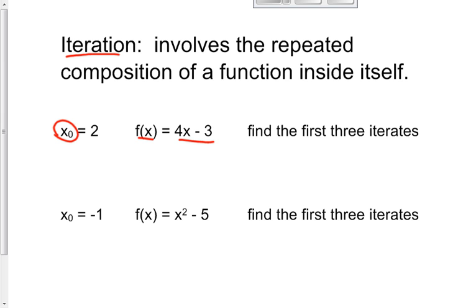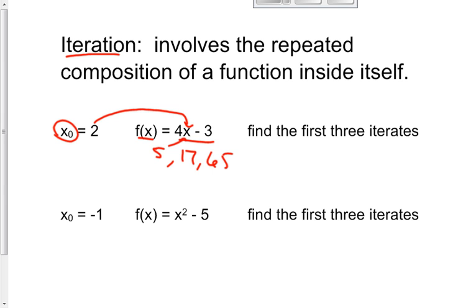So we're going to take the first number 2. We're going to plug a 2 right here. 4 times 2, 8. 8 minus 3, 5. That's the first iterate. Now you take the 5 and plug the 5 in right here. 4 times 5 is 20. 20 minus 3, 17. That's the second iterate. And then do it one more time. 4 times 17 minus 3, and we get 65.